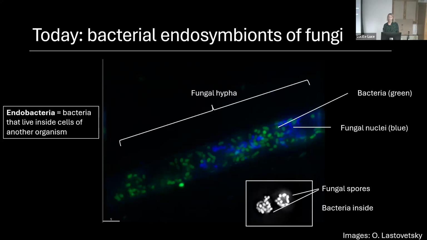Endobacteria can populate fungal hyphae, and this is illustrated in this image here. It's a hypha of Rhizopus microspores, and in green, you can see it's packed full with these endobacteria. Endobacteria can also be vertically transmitted from one fungal host generation to the next in spores, and here are 2 fungal spores, also packed with these endobacteria, which now appear in white.